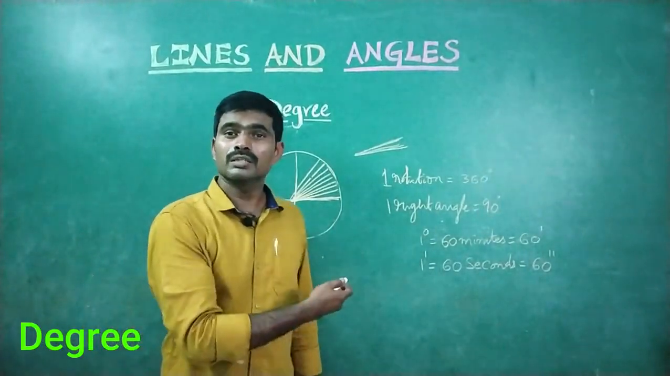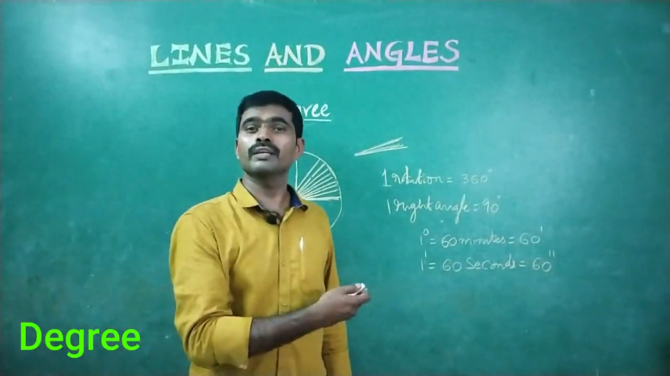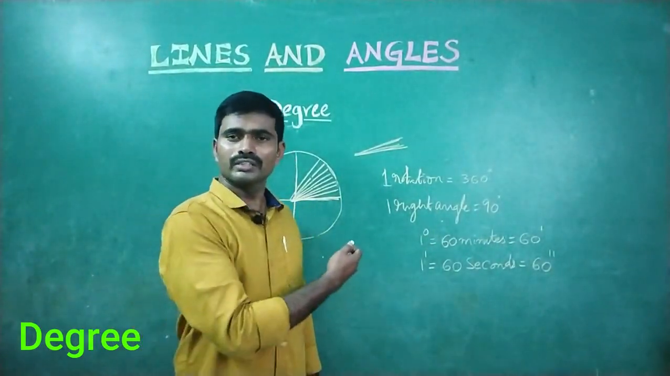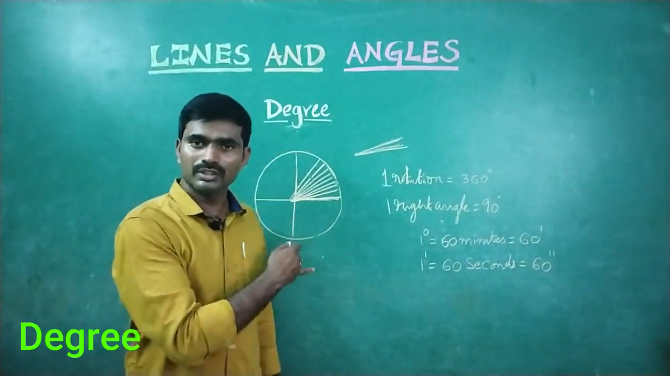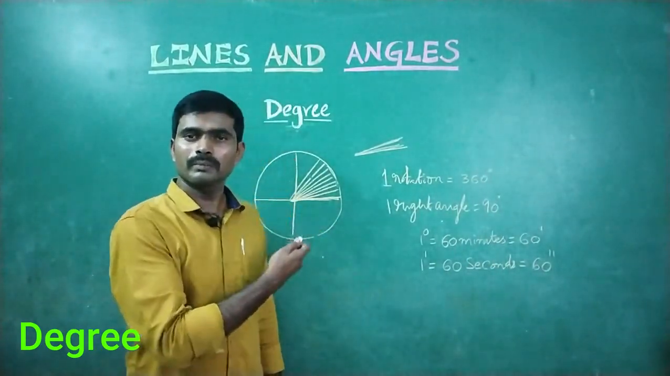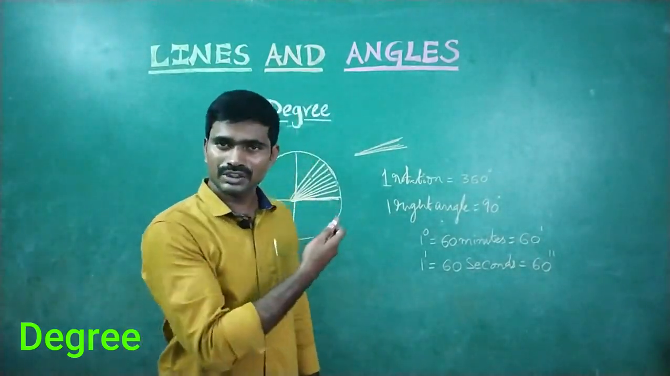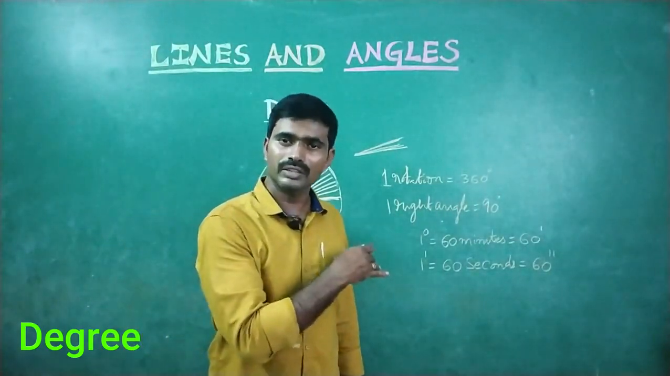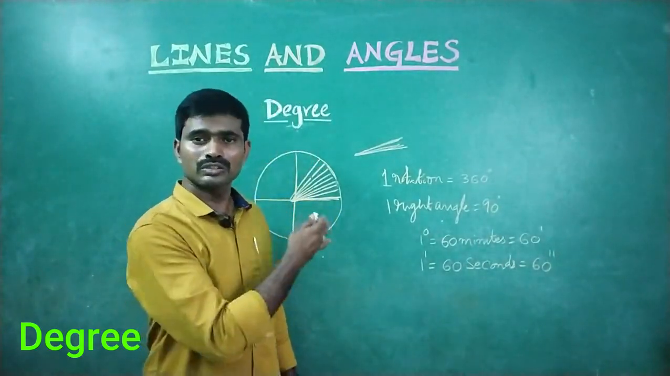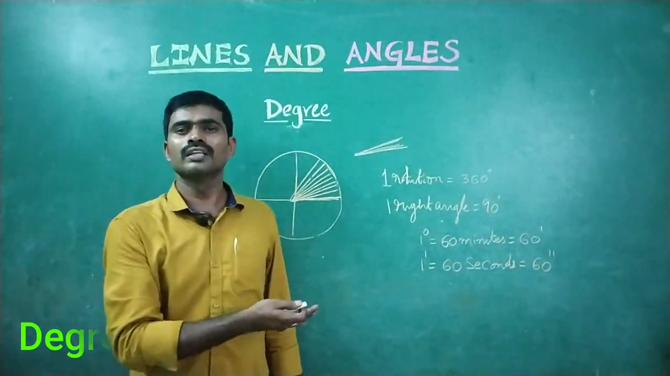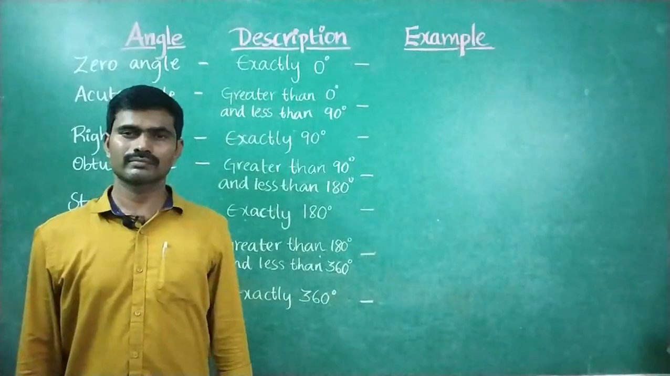The degree was first used by the Britishers. So the degree system is considered a British system, where 1 degree is divided into 60 parts and 1 minute is divided into 60 parts. So this system is also called the sexagesimal system.